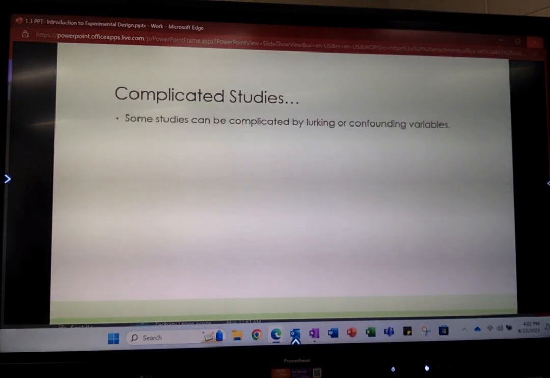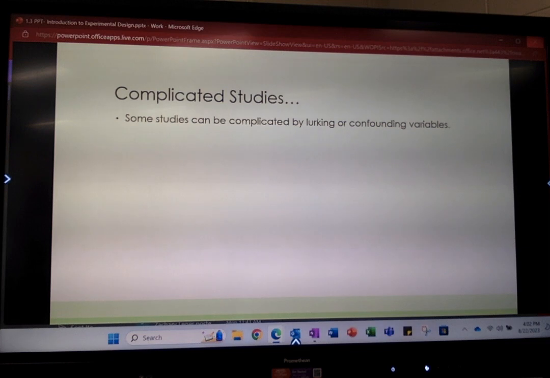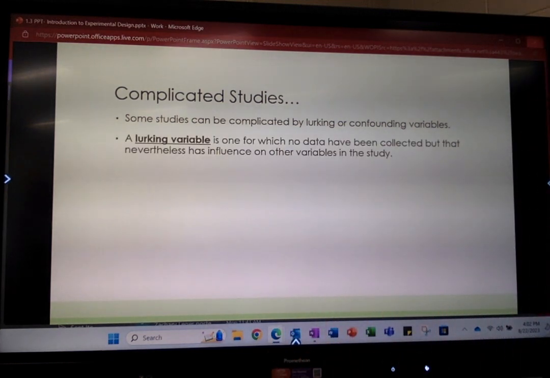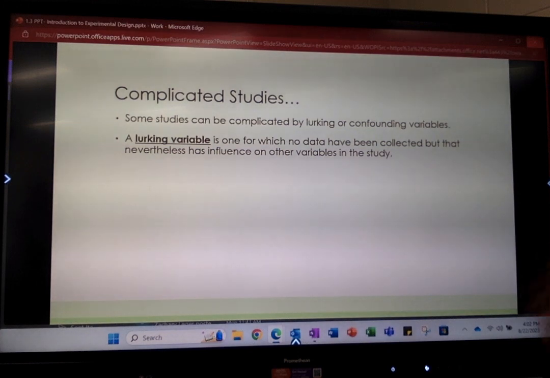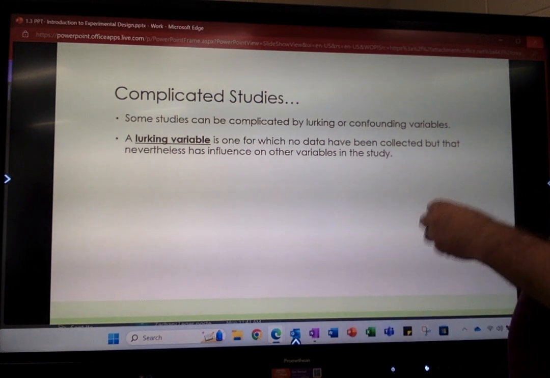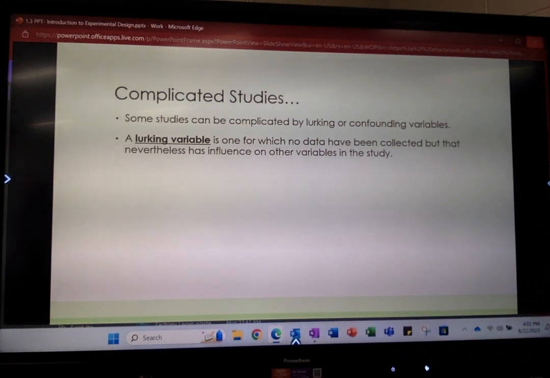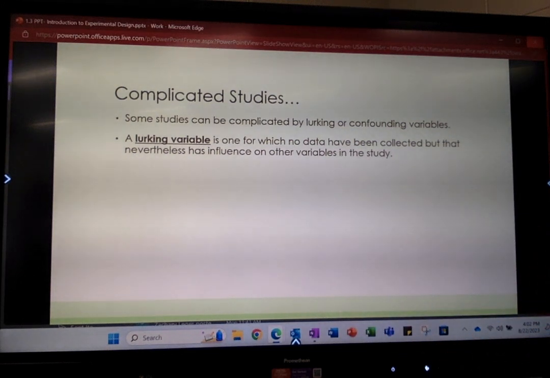Okay. Now, again, when we work on experimental studies, some of these studies can be complicated by those lurking or confounding variables. Okay. So again, an alternate definition: a lurking variable is one for which no data has been collected, but nevertheless has influence on other variables in the study.